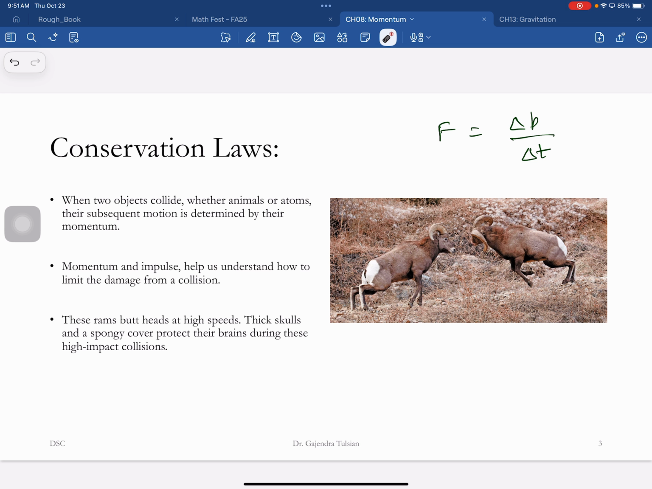And so they don't get concussions because their brains are smaller, among other things. So nature finds solutions to these problems. The rams butt heads at high speeds. Thick skulls and a spongy cover protect their brains during these high impact collisions.